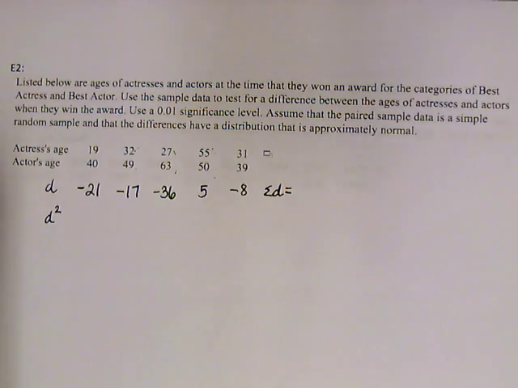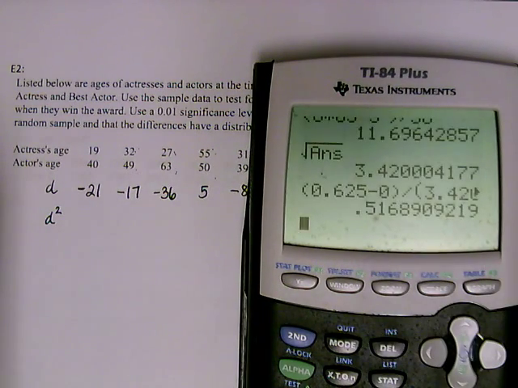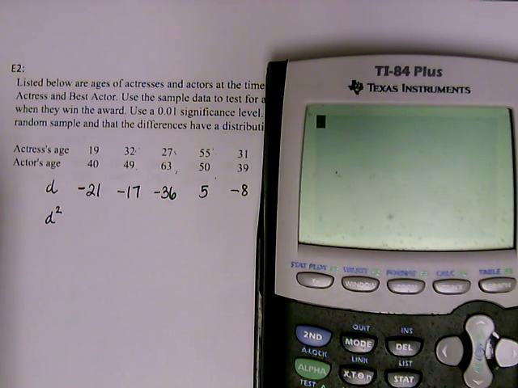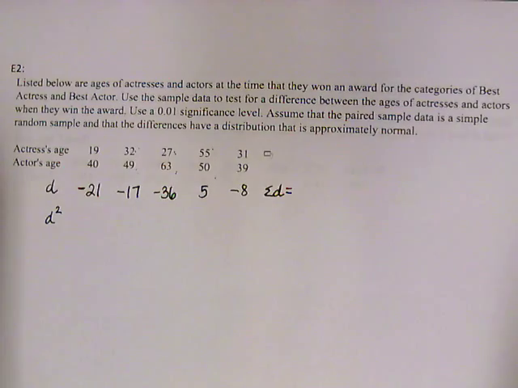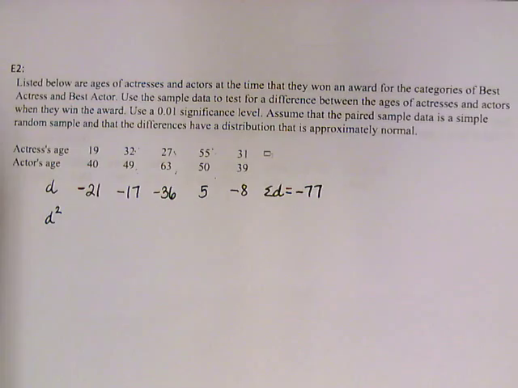I'm going to go ahead and find the sum of those individual differences here. So in this case, if I do negative 21 plus negative 17 plus negative 36 plus 5 plus negative 8, that will give me negative 77. So the sum of the individual differences is negative 77.